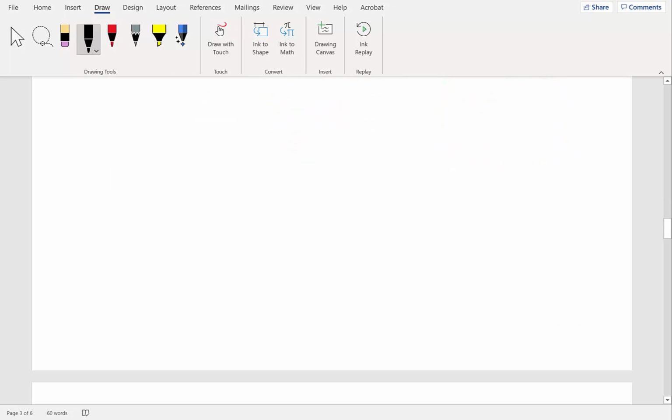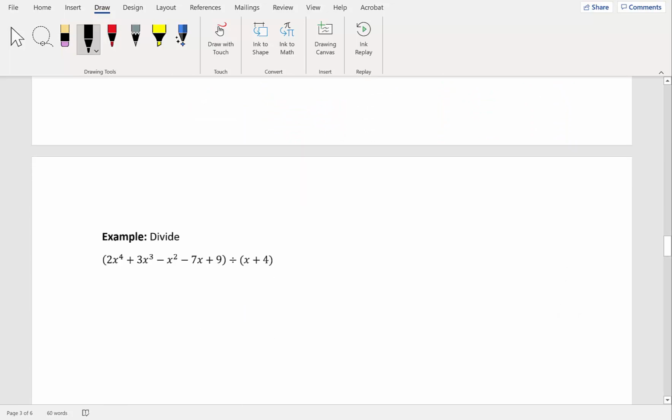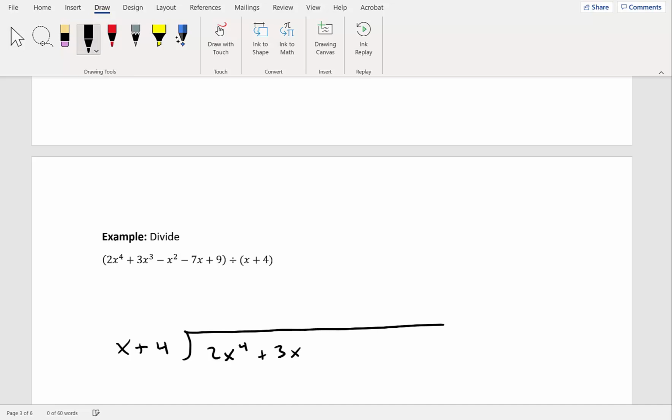Let's take a look at another problem. So divide, we have 2x to the 4th plus 3x cubed minus x squared minus 7x plus 9 divided by x plus 4. So notice what we're dividing by is a binomial. It's not a monomial. So we're dividing by two terms. So we have to use the long division process. So x plus 4 is going to go on the outside. Now the inside I have 2x to the 4th plus 3x cubed minus x squared minus 7x plus 9.